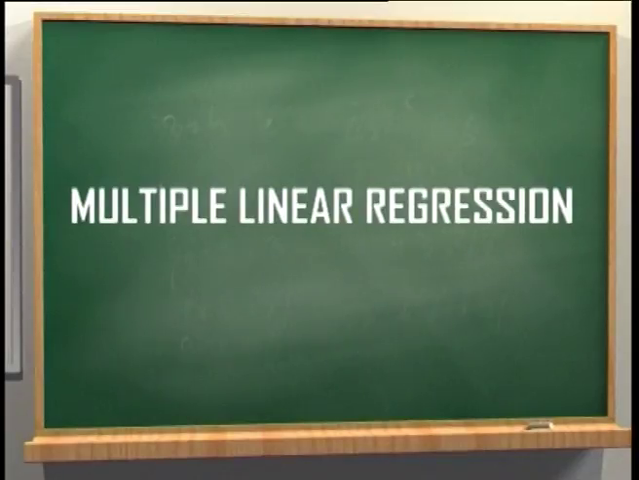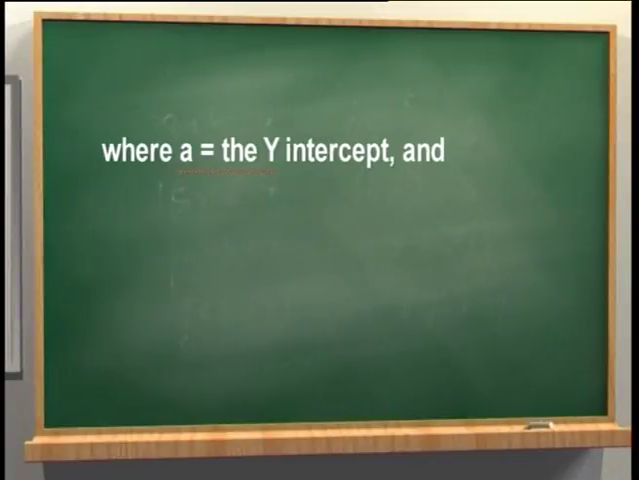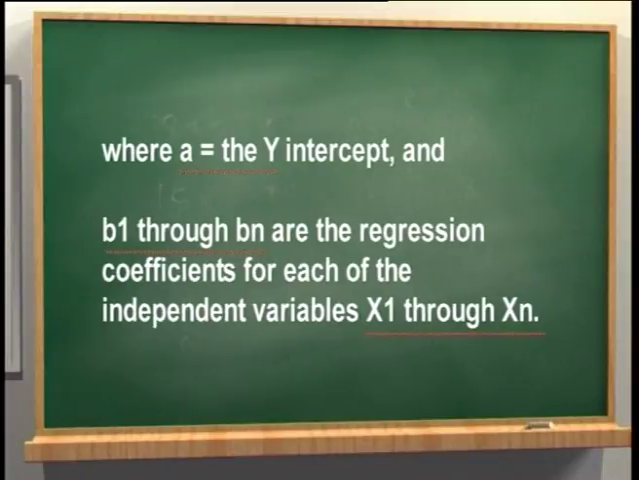Now, let us have a look at the multiple linear regression. Multiple linear regression is used when there is more than one independent variable to explain changes in the dependent variable. The equation for multiple linear regression takes this form: y is equal to a plus b1 x1 plus b2 x2 and so on, where a is the y-intercept and b1 through bn are the regression coefficients for each of the independent variables x1 through xn.